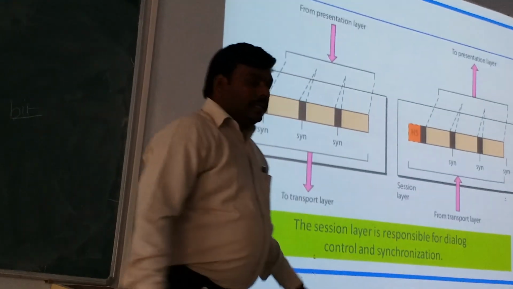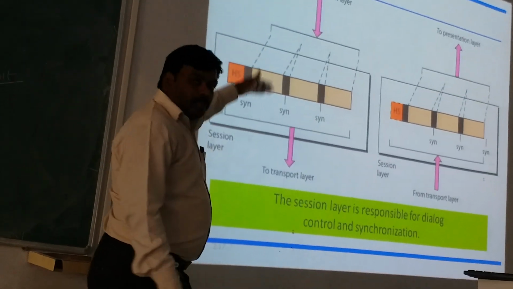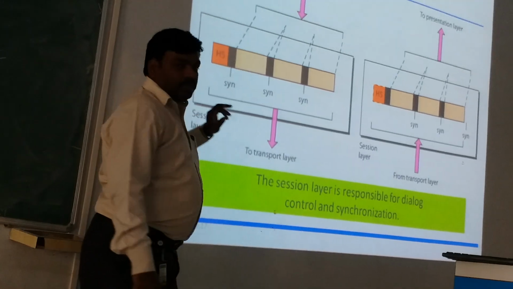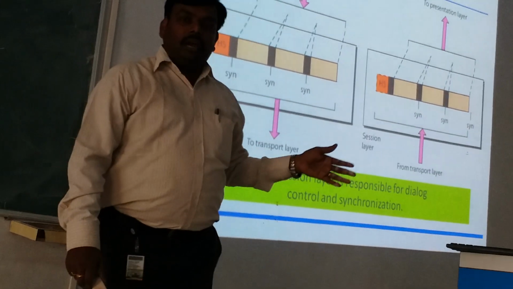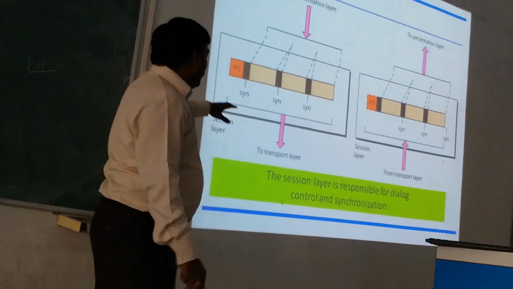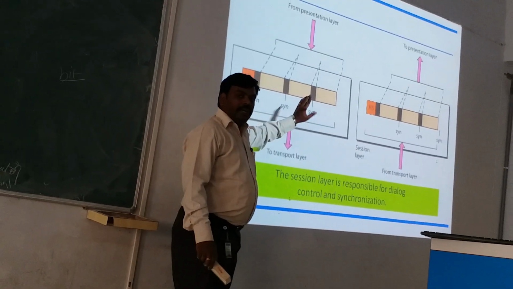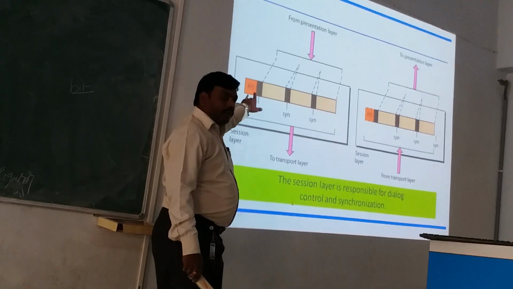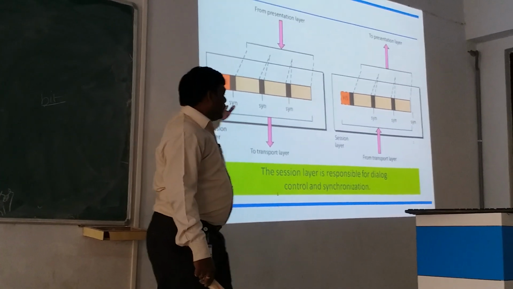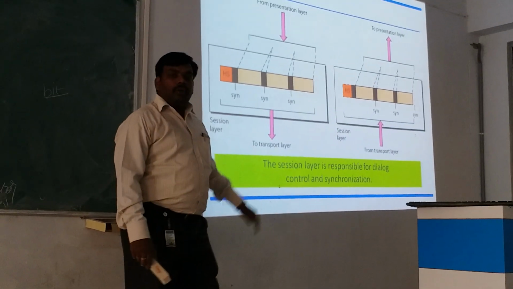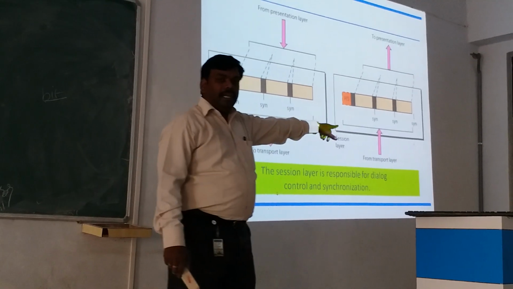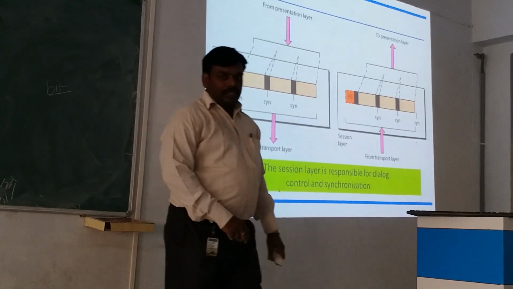Fifth one is the session layer. The data comes from the presentation layer. Here the data can be divided into sessions. For each session we are not adding a header. Why? Because in segmentation we are adding the header. So here the complete message is divided into sessions, it is added to one header and transferred to the transport layer. Here the session layer is responsible for dialogue control and synchronization. On the receiver side, the sessions will be deleted and it is sent to the presentation layer.